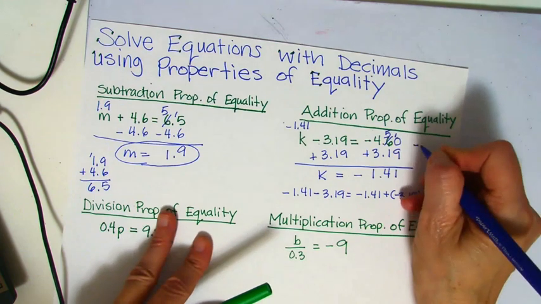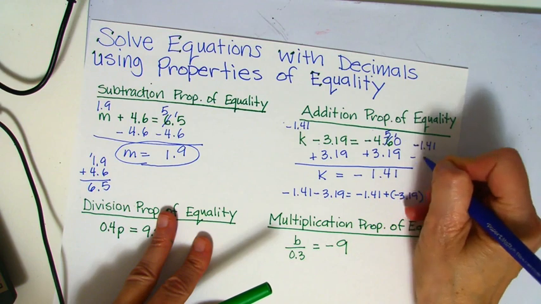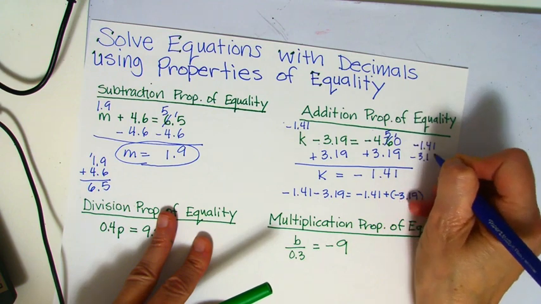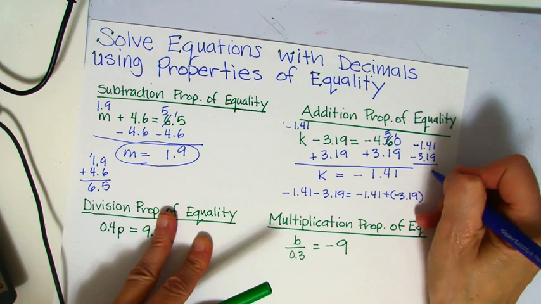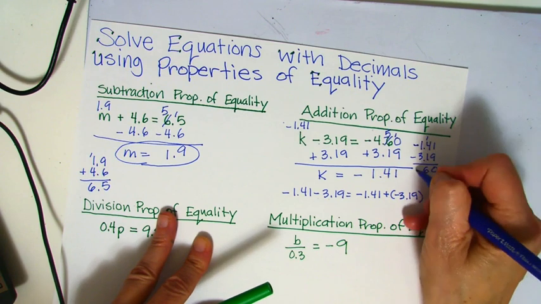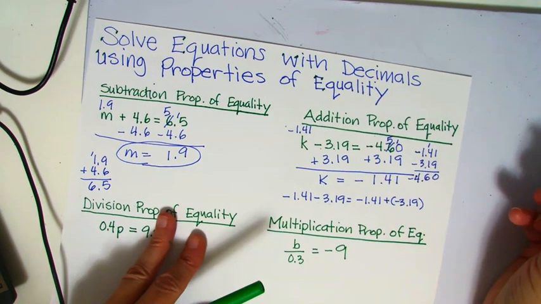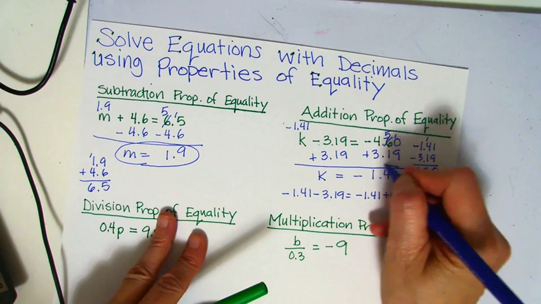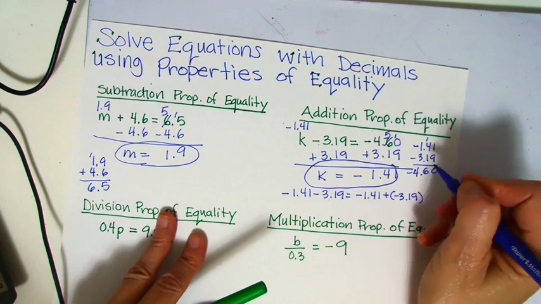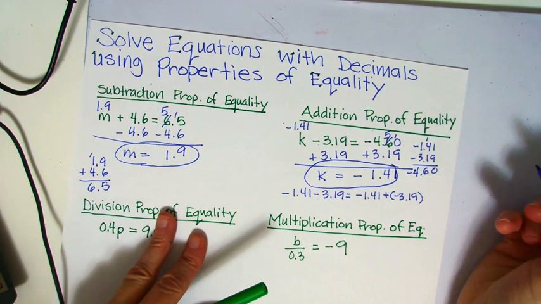So negative 1.41 and a negative 3.19 will give me a negative 4.6. So you can see that negative 1.41 is the solution for k.